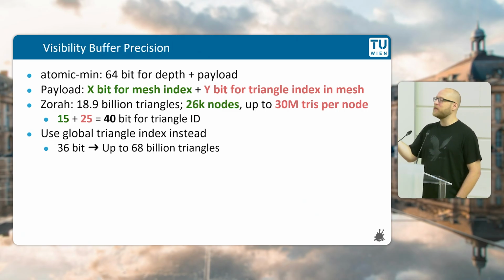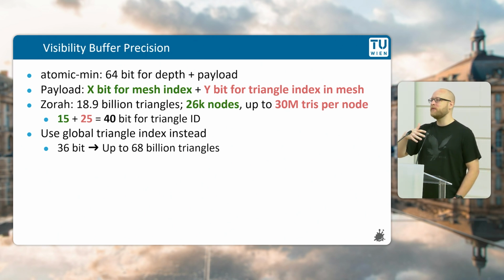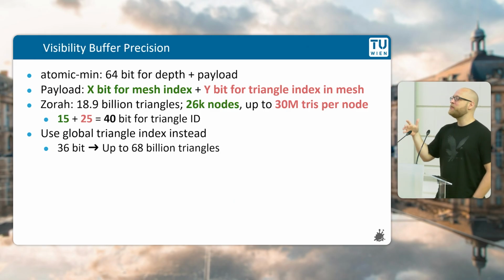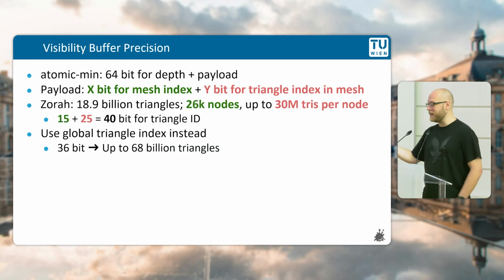So we would need 15 plus 25 bits to index all of these triangles. And that's already quite a lot. That only leaves 24 bits for a depth buffer. Can be fine, but the problem is that there might be scenes with even more nodes, so we need more bits for that. And there might be scenes with a higher maximum amount of triangles per node, so we might also need more bits for that.